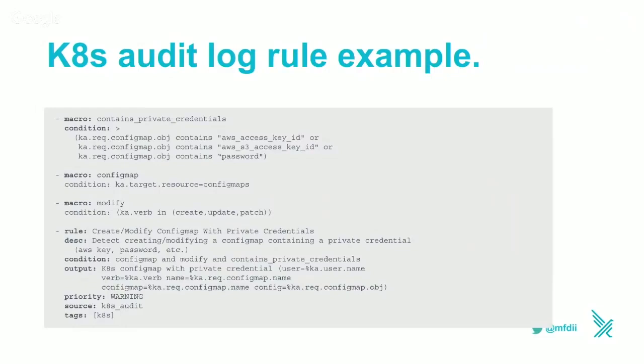And so the condition, and this is a very good example because it shows you how to use macros to make the rule much easier to read. And so the condition is, I'm a config map and somebody's modifying me and I contain private credentials. And so what will happen is we'll get this output, we'll get the user who did it, the verb, the thing that they were trying to modify, and then the other thing that we'll get is the actual data from the config map itself.